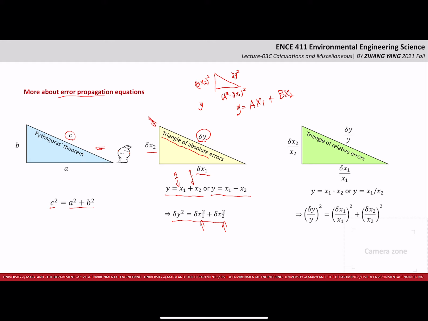And similarly, we have the triangle of relative errors. Relative errors are the case for multiplication and division. So they are the same, and again, the coefficients are 1. We can see the relative error of x1 and the relative error of x2. If we take the squares and add them together, we get the square of the relative error of y. Then, if we know the value of y, we can calculate the absolute error of y.